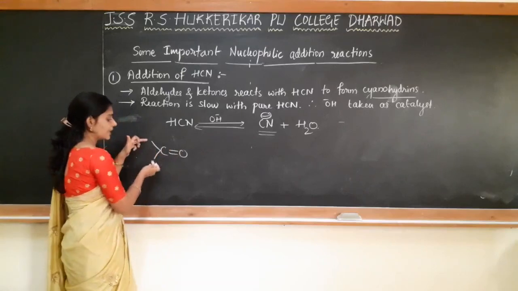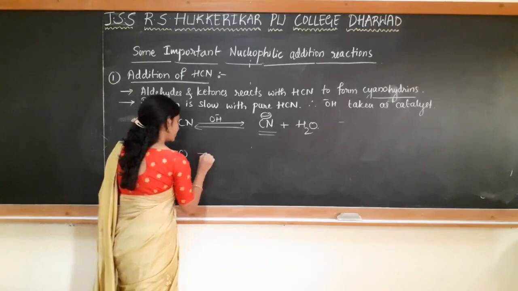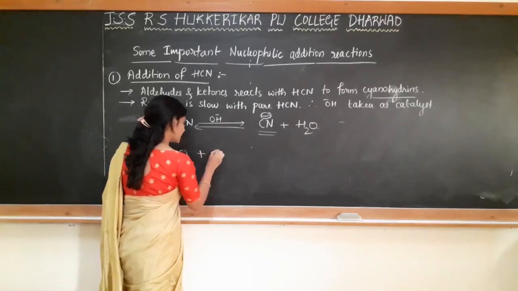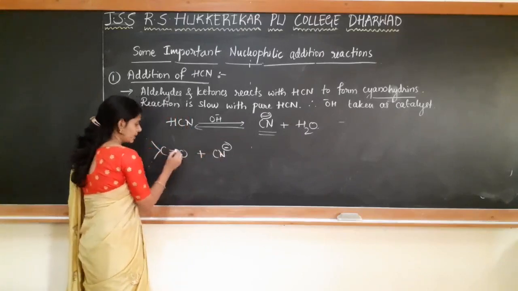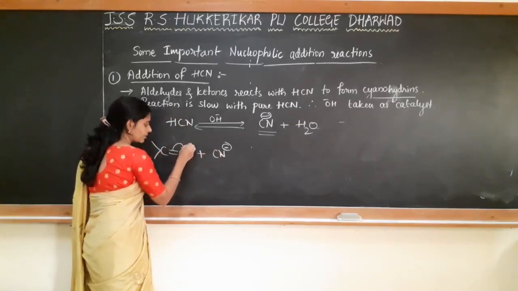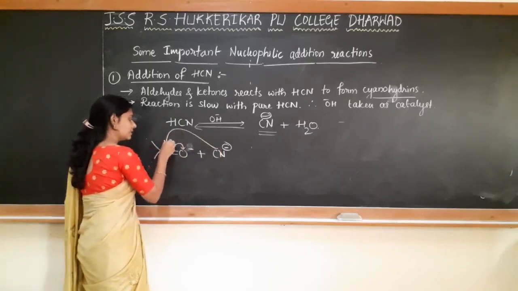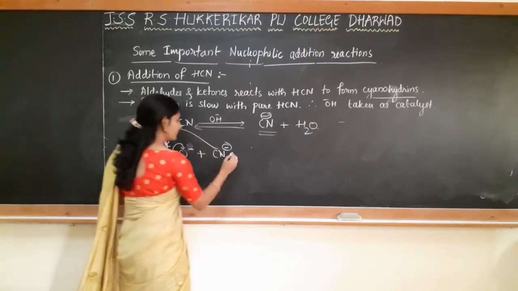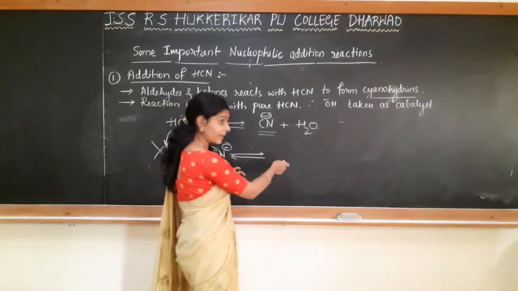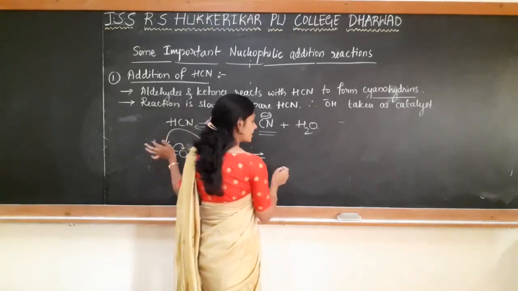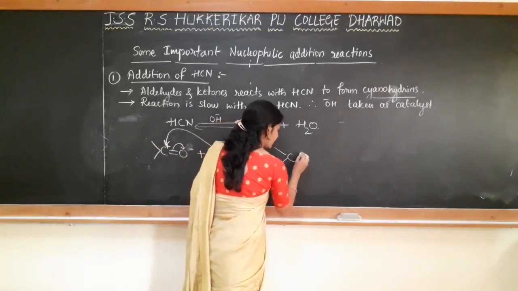It may be an aldehyde or a ketone. You can take R, R dash or R, H, anything you can take. So when it is treated with CN minus, the nucleophile attacks the carbonyl carbon. As oxygen takes up the pi electrons, it gets the negative charge, and this carbon will be positively charged. So the cyanide ion attacks the carbonyl carbon. There is a formation of a tetrahedral intermediate, that we have seen in the mechanism, right? So when the nucleophile attacks, there is a formation of a tetrahedral intermediate.